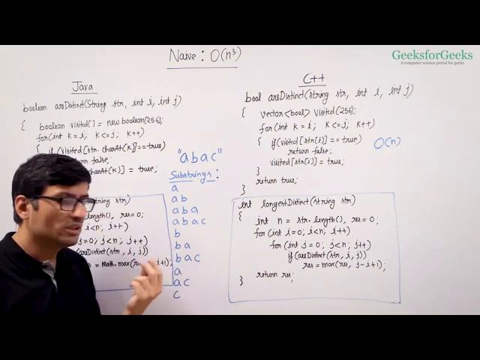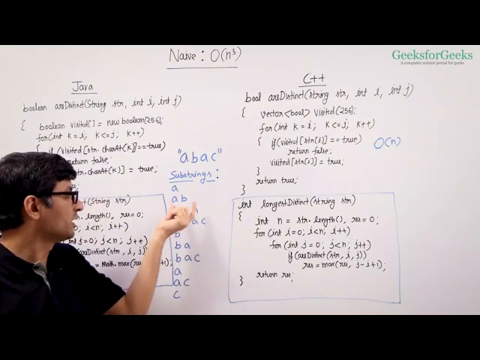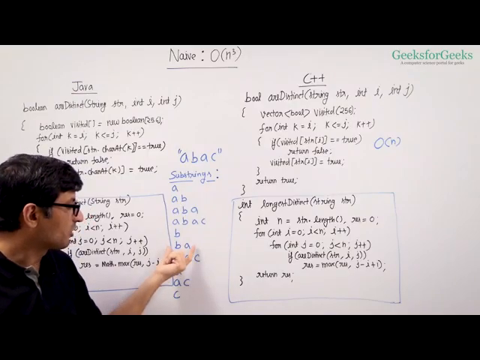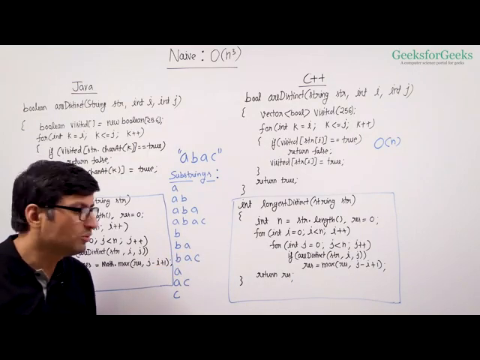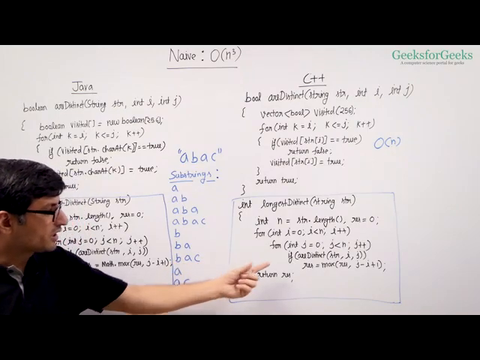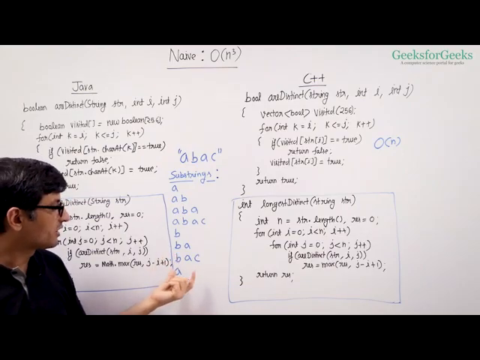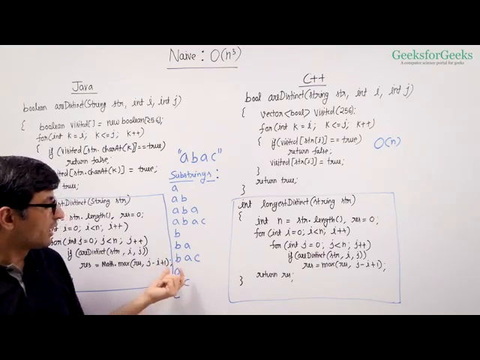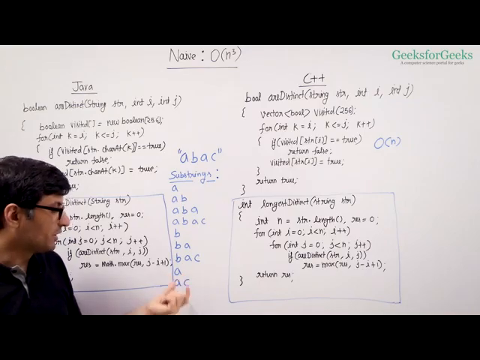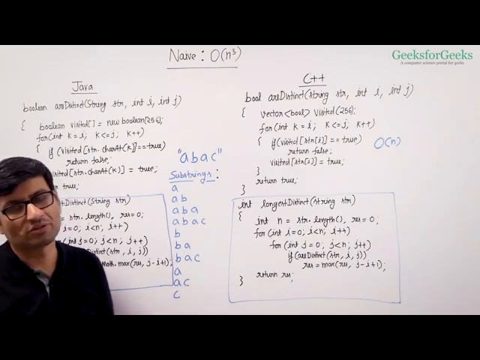When we come to B, we go inside this if condition, but result is already 2 here, so we do not update the result. For BA, again result is already 2, so we do not update. For BAC, we go inside this if condition because areDistinct is going to be true here, and we are going to update the result from 2 to 3. Now we are going to come to A, for which we are not going to update the result. For AC also we are not going to update. For C also we are not going to update.